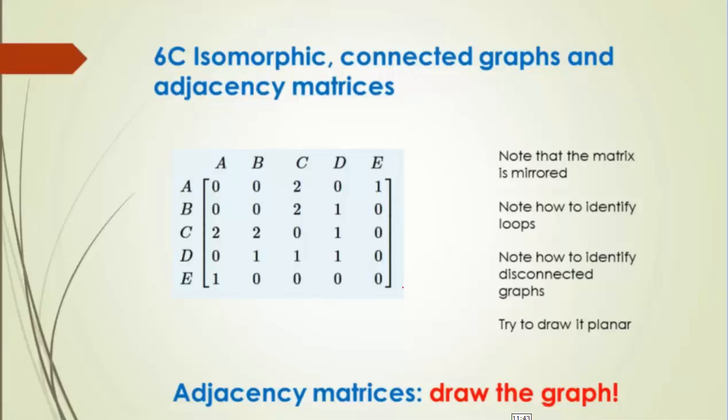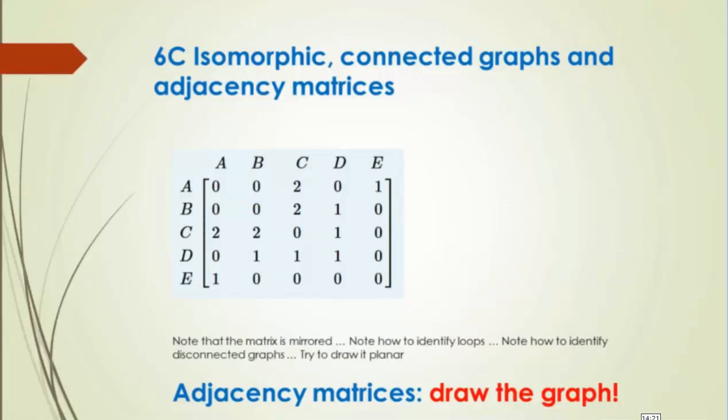Try to draw it planar. That's a word that's coming up soon. There's the leading diagonal again. Try to draw it planar, which means no crossovers. We'll see more of that in the next exercise. Planar means no crossovers. So on the next slide we'll try and draw it. Those are the notes again at the bottom. Matrix is mirrored. Now, there are 5 vertices. I suggest you draw them in a circle shape in alphabetical order. Makes it easier to mark as well.